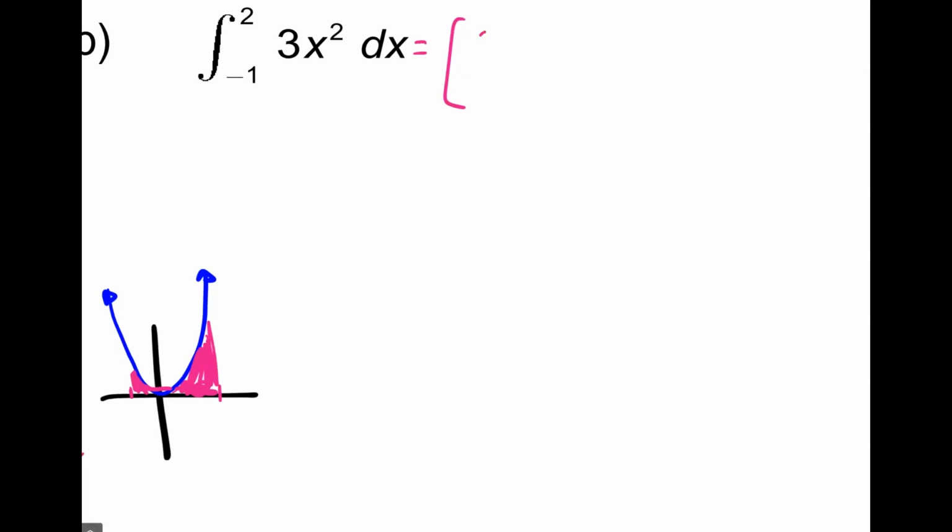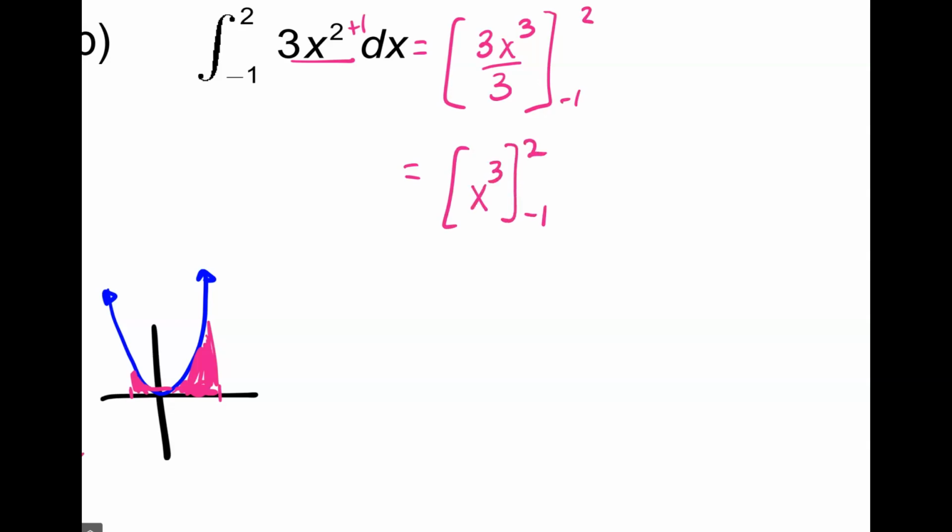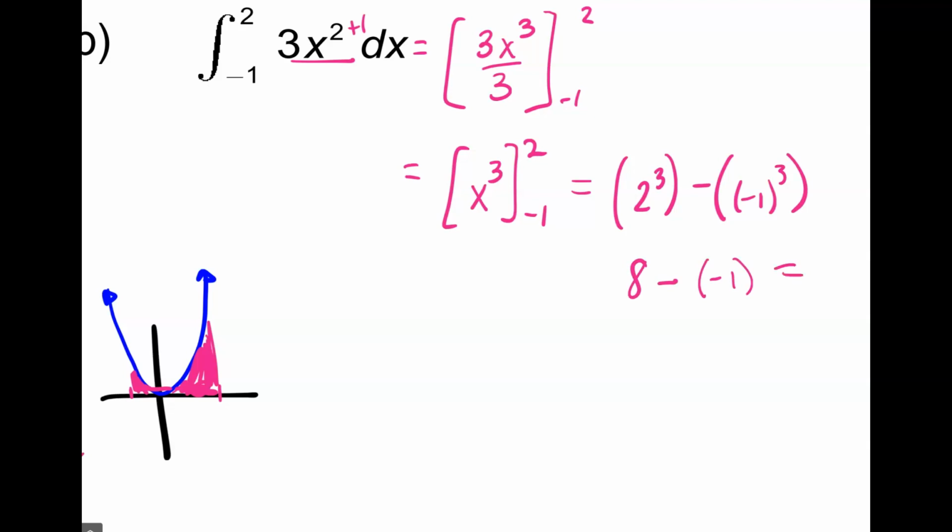Do you remember? So you add 1 to the exponent, so 1 plus 2 is 3. So I'm going to add 1 to the exponent. And then my new exponent is 3, so I'll divide by 3. So this is just going to be equal to x cubed, evaluating from -1 to 2. So if I plug in, you do the top minus the bottom, your b minus your a. So I'm going to plug in 2 cubed minus my -1 cubed. So that's 8 minus a -1, so it's plus 1, so you get 9.